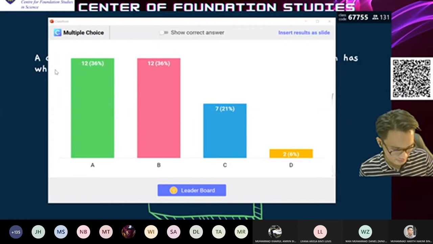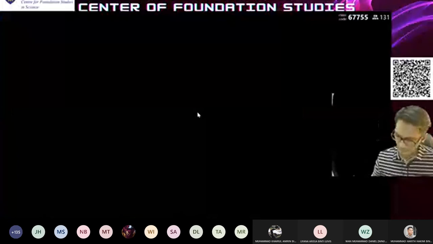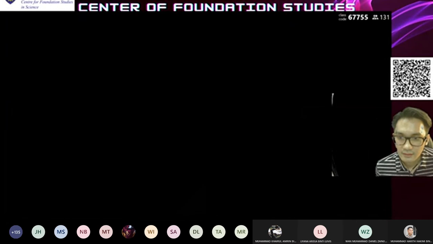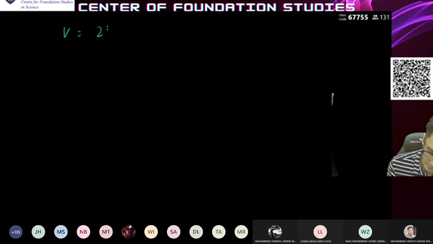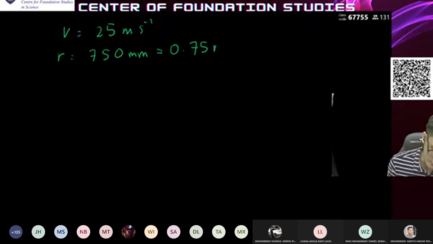Okay, I open my blackboard. So sebab apa kan ramai yang stop dekat C? Kita punya soalan dia kata, saya cari soalan ni jap. Okay, a cyclist is travelling at a speed, velocity is equal to 25 meter per second, and then the bike he is on has wheel of radius of 750 millimeter. Okay, this one is equal to 0.75 meter. You just directly tukar to SI unit and find the time for one rotation.